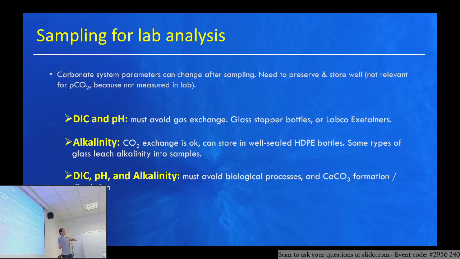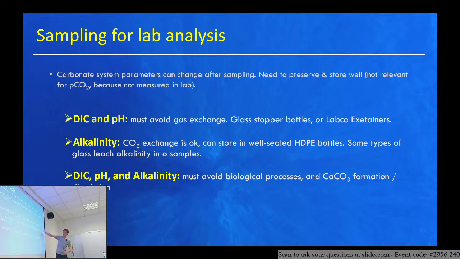When we collect samples to analyze back in the lab, the carbonate chemistry can change. Any kind of biological process or calcium carbonate production or dissolution will impact the final measurement. So what you measure in your sample might not reflect what was in your environment when you sampled. For DIC and pH, it's really important to avoid gas exchange, because either CO2 going into or coming out of your sample will change the pCO2, the DIC, and the pH.